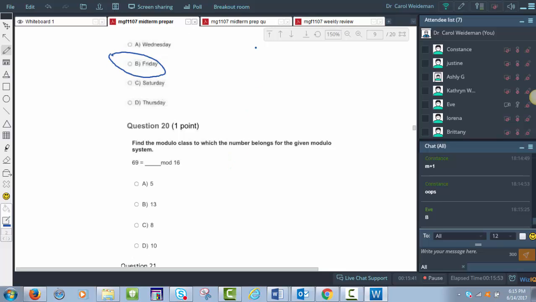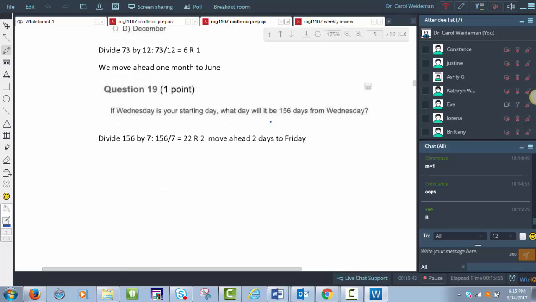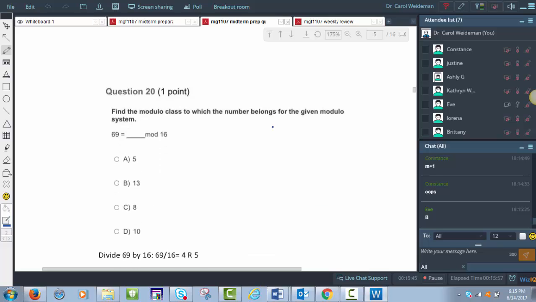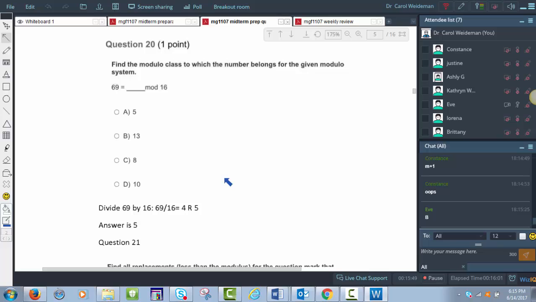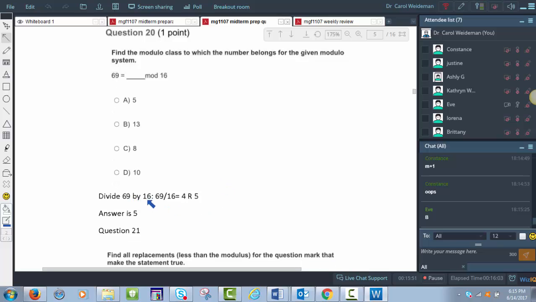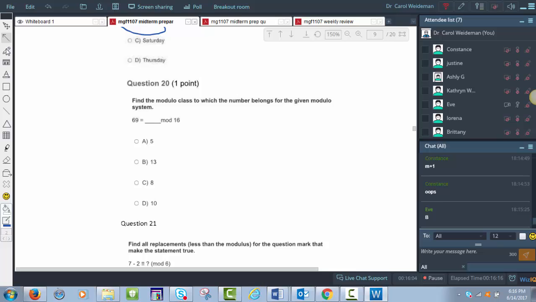All right, this one. We want to know what modulus system 69 belongs to if we're in the modulus 16 system. And all that means is find the remainder. So take 69 and divide by 16. I get 4 remainder 5. So this is equivalent to 5 modulus 16. So the answer is going to be 5. Okay, 5.